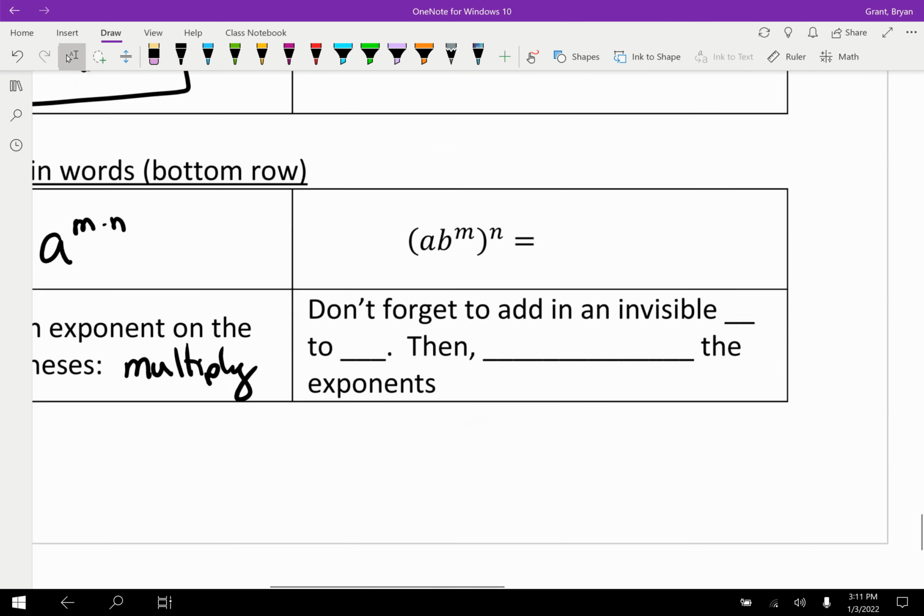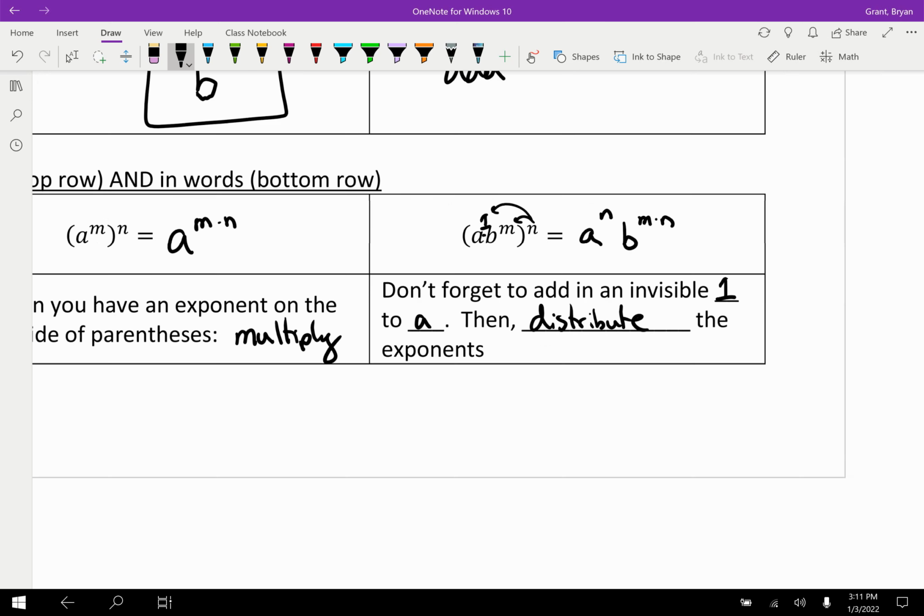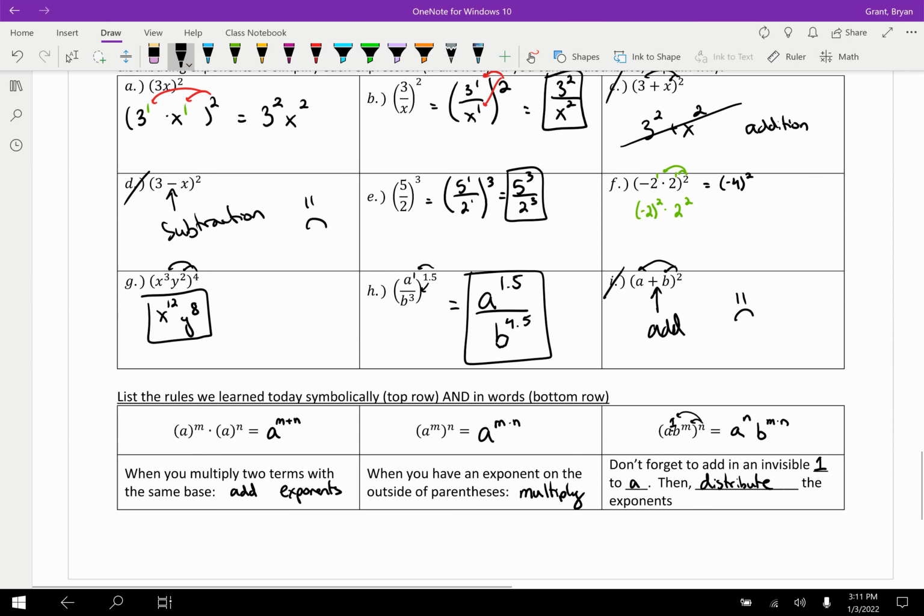Last but not least, if you have a situation where there's more than one factor inside the parentheses, we don't want to forget to add in the invisible 1 to a. Once we've done that, then we can distribute, or you could say multiply here, multiply the exponents. So n times 1 will be n times m will be m times n, or the other way around is fine too. All right, so hopefully you're feeling pretty okay about this.